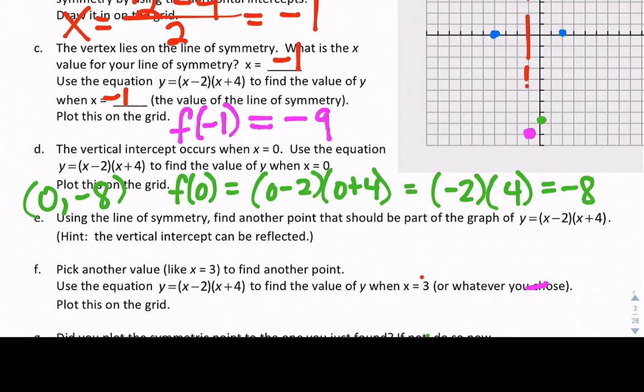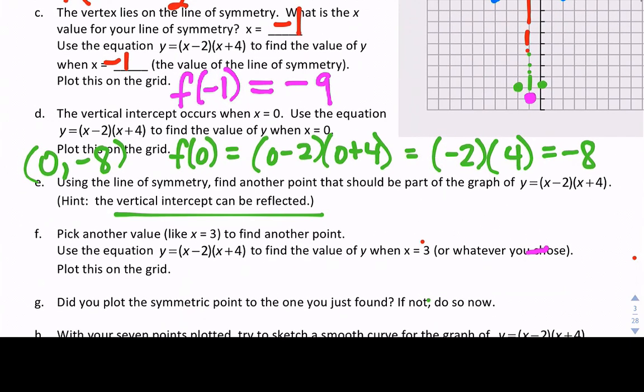And since this is symmetrical, here's our line of symmetry, I can go the same amount in each direction of my line of symmetry. So here I can plot another point. This is what it's talking about. The vertical intercept can be reflected the same distance across that mirror line. Okay, we got 5 points, and this is pretty good. Let's just do one more to make it a high-quality graph.